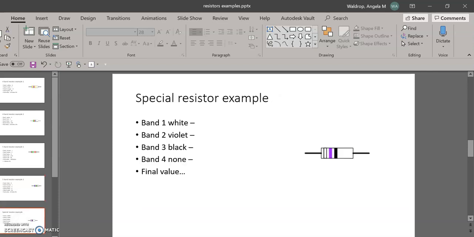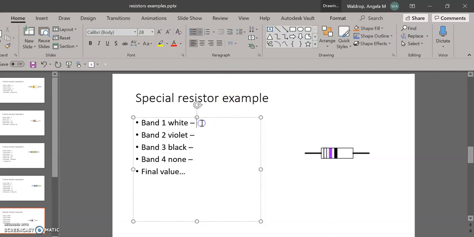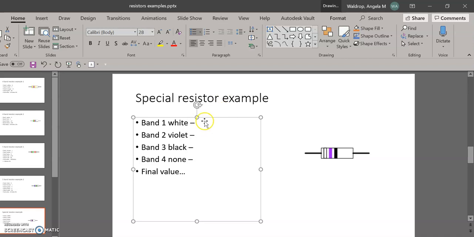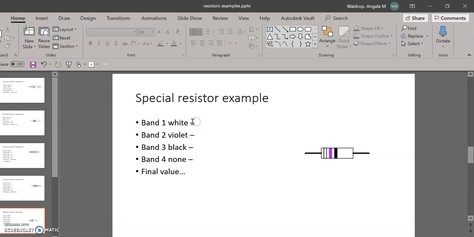Actually, take that back. I've got one special example, special because it looks like it's a 3-band. In some cases, we'll be missing the tolerance band. That's something special, and I just want to make sure that I address that with you guys.